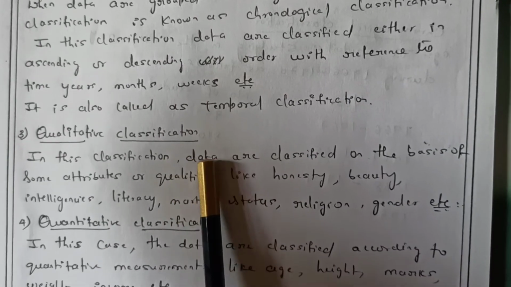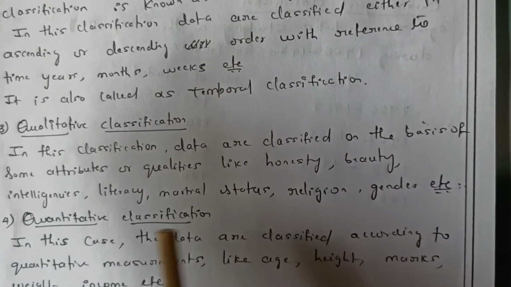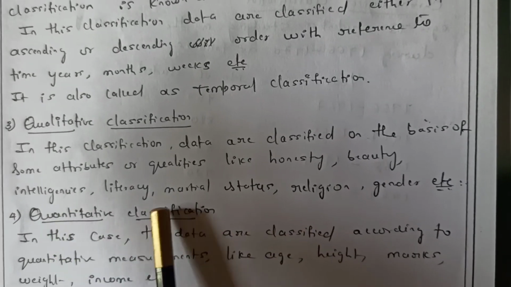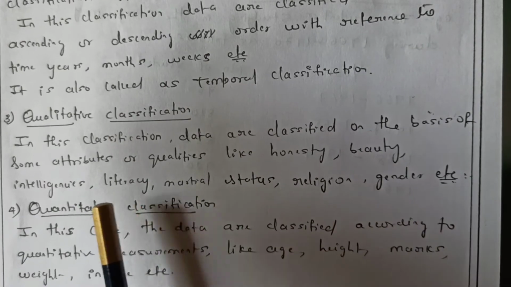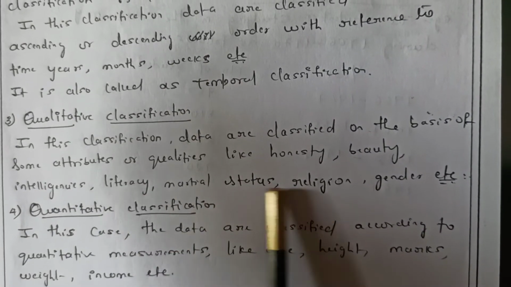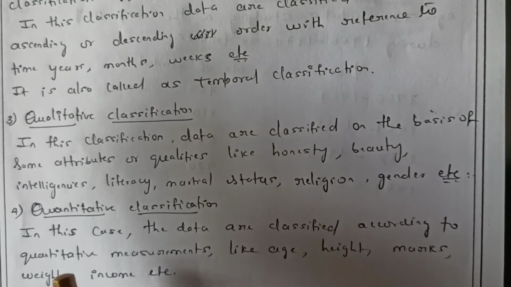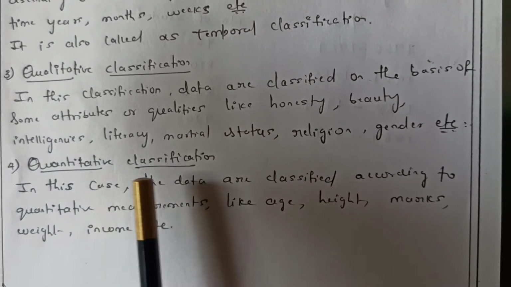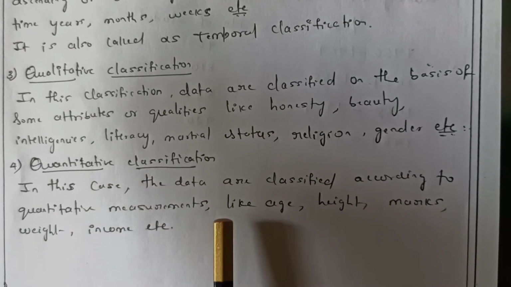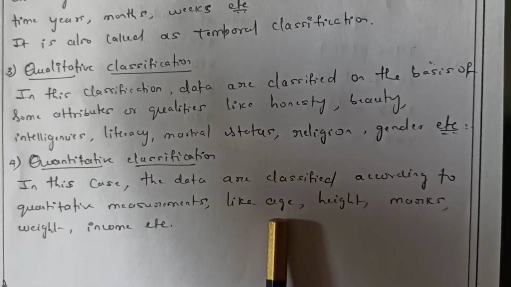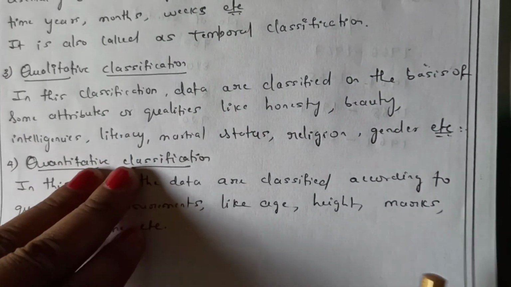Qualitative classification. Depending on the quality of some of the items, you can classify the data. Like intelligence, literacy, marital status, religion, gender, etc. These are the qualities. Depending upon them, you can bifurcate or classify the data. Here you have quantitative classification. These are the examples for quantitative classification: age, height, marks, weight, income, etc.